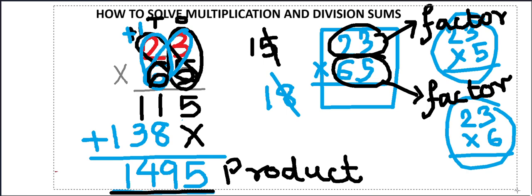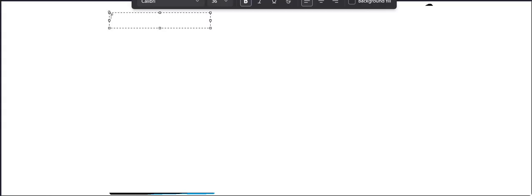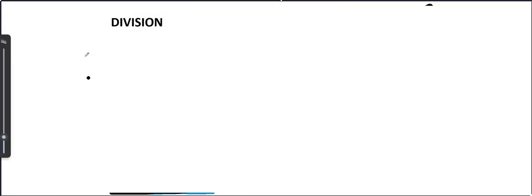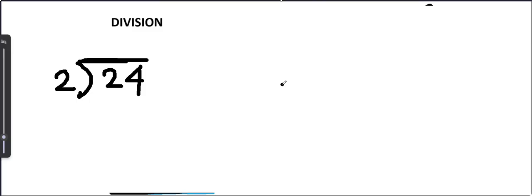Okay? So I'm moving on to the next part, which is division. So I'm going to type here division. And, well, our first sum, let's go with a very easy sum. It's 24 divided by 2, okay? For instance, what is the easiest way to do these kind of sums?